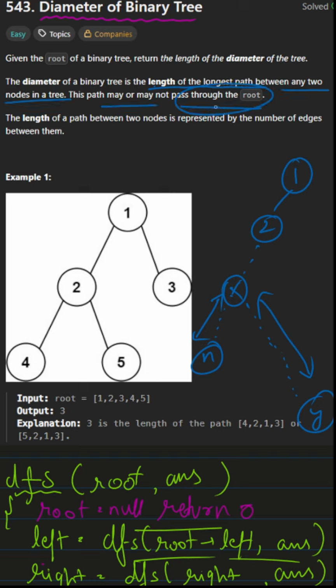Take an example where it might not pass through the root is this one. So for example, there's a tree, a skewed tree. So here we have a lot of nodes over here till n and another set of nodes here till y. The longest path over here will be from n to y and it will not involve the root node in any way.